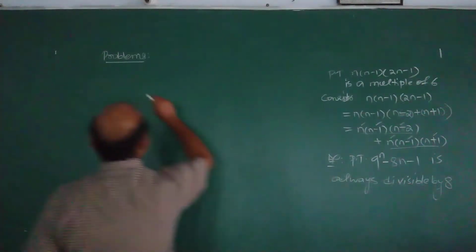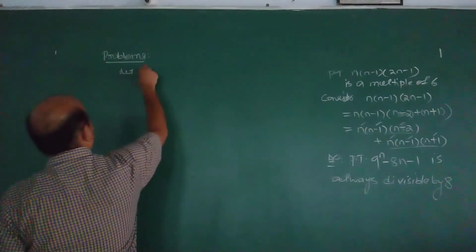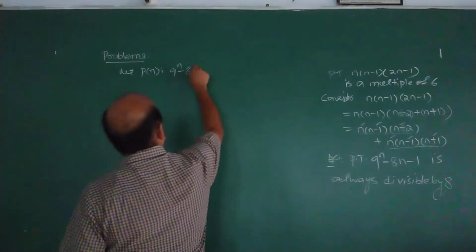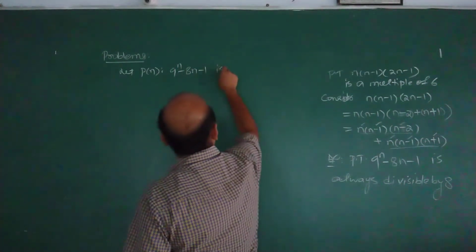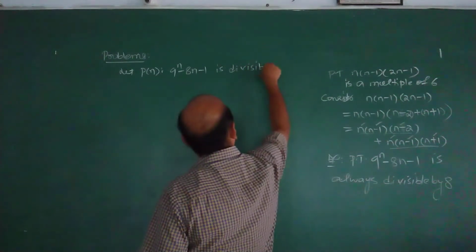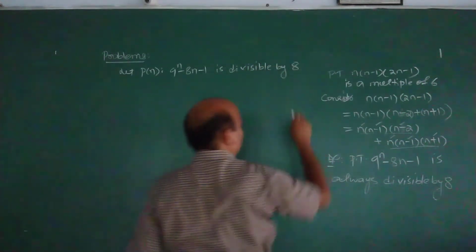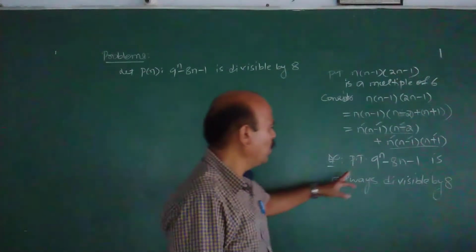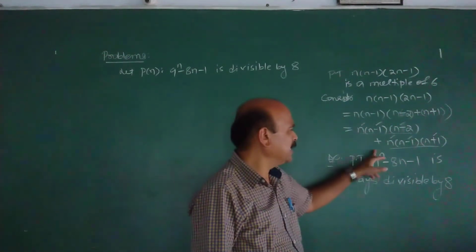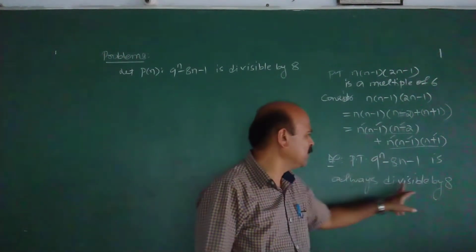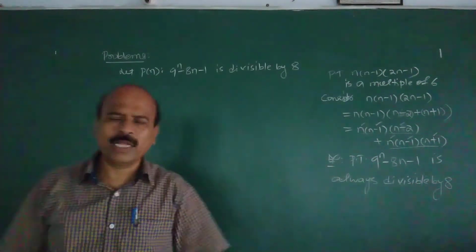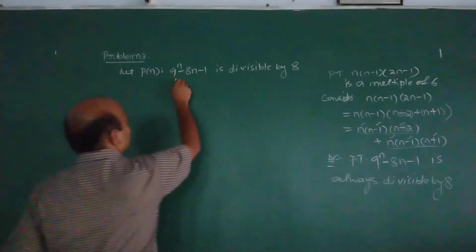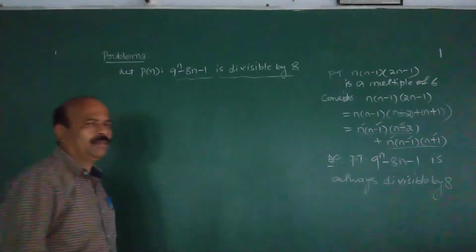Now, for this, let us take it like this. Let P of n denote: 9 raised to n minus 8n minus 1 is divisible by 8. The important thing is that we have denoted by P of n the statement that 9 raised to n minus 8n minus 1 is divisible by 8. We have not denoted only 9 raised to n minus 8n minus 1 by P of n. We have denoted this complete statement by P of n.